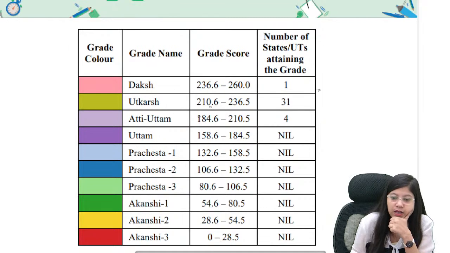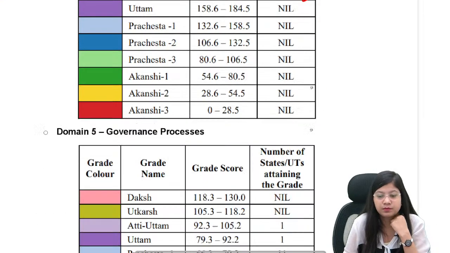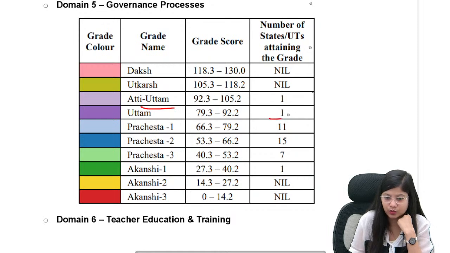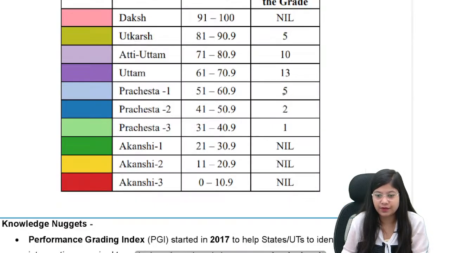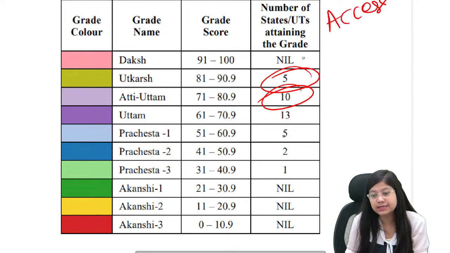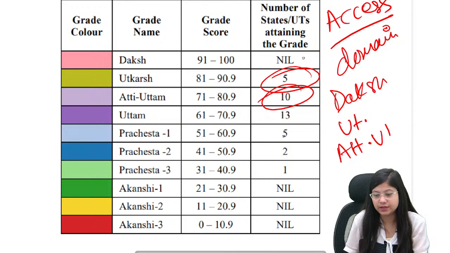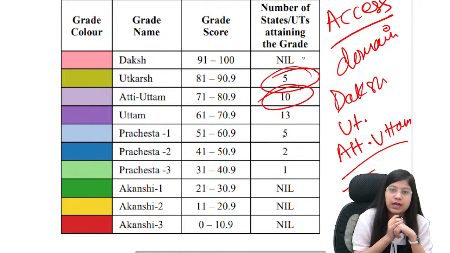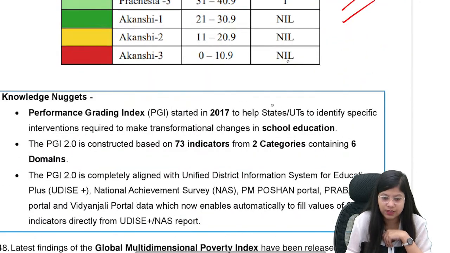ranking. In Daksh we have 1 state, then we have 31 states in Utkarsh. In domain 4 we are talking about, we have in Ati Uttam 4 states. In Governance processes, you can clearly see 1 state in Ati Uttam, 1 in Uttam, no state in Daksh and Utkarsh. Teachers, education and training: we do not have anyone in the Daksh category. In Utkarsh we have 5, in Ati Uttam we have 10. So clearly you can see that in the access domain only do we have top performers in the Daksh, Utkarsh and Ati Uttam categories, which are the top 3 categories. Apart from the access domain, in the overall ranking, we do not have anyone in these 3 categories. In the other domain rankings also, we do not have any other state performing in these categories except for access.